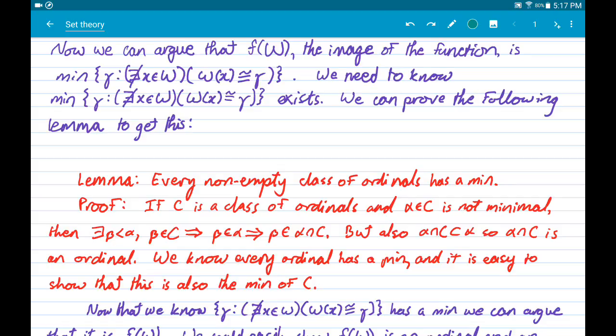argue that the image of the function is this min, the min of all ordinals which are not isomorphic to any initial segment. Now, we need to know that this min exists, in fact, because this is, after all, a subclass of the class of ordinals. We know that every subset of a particular ordinal has a minimum element, but we don't know that about the class of all ordinals, so that actually deserves a bit of proof.